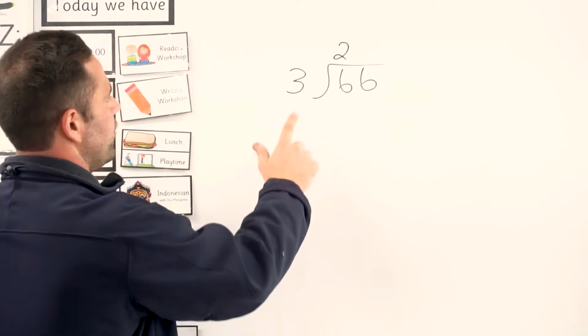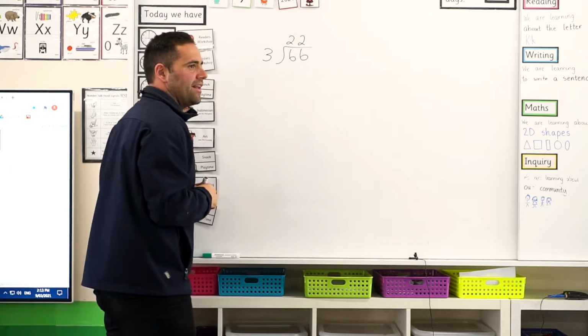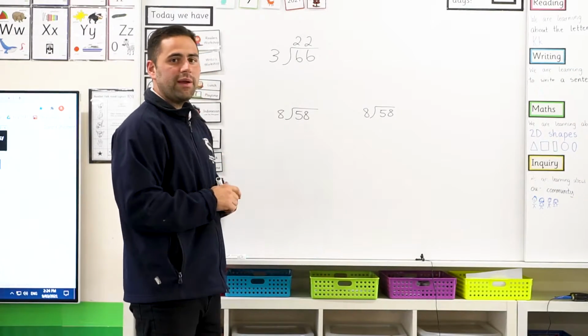So I can continue to solve. 3 into 6, we've already done that, is also 2. So my answer is 22. My second example is how many 8s are going into 58.